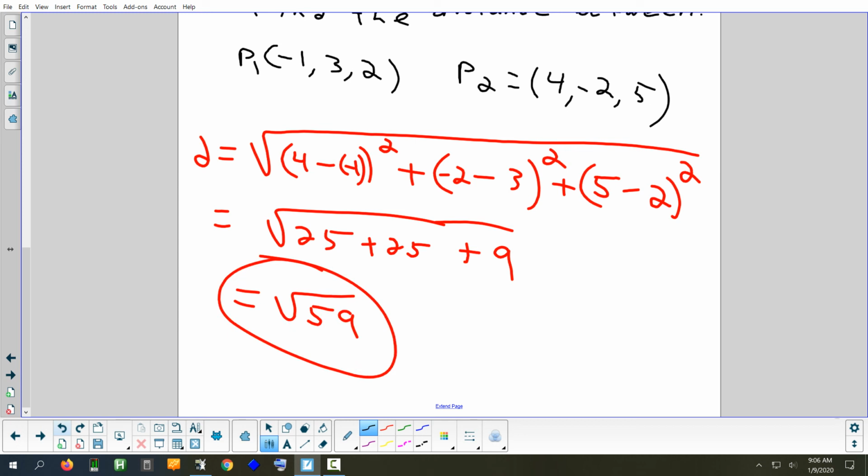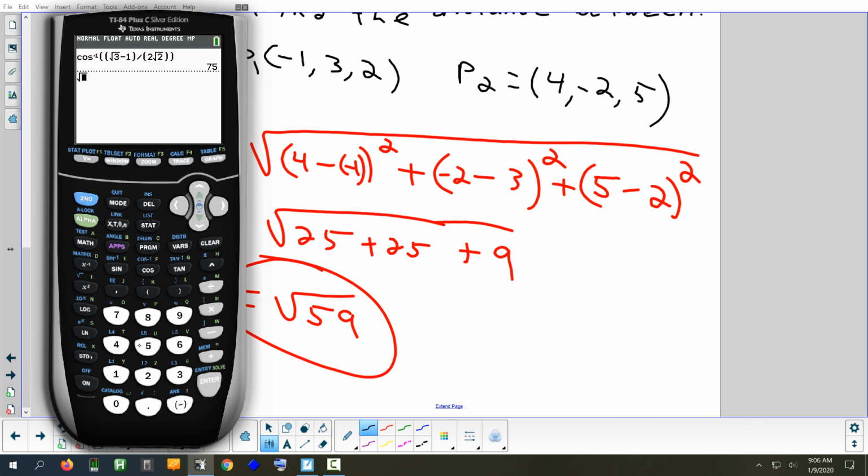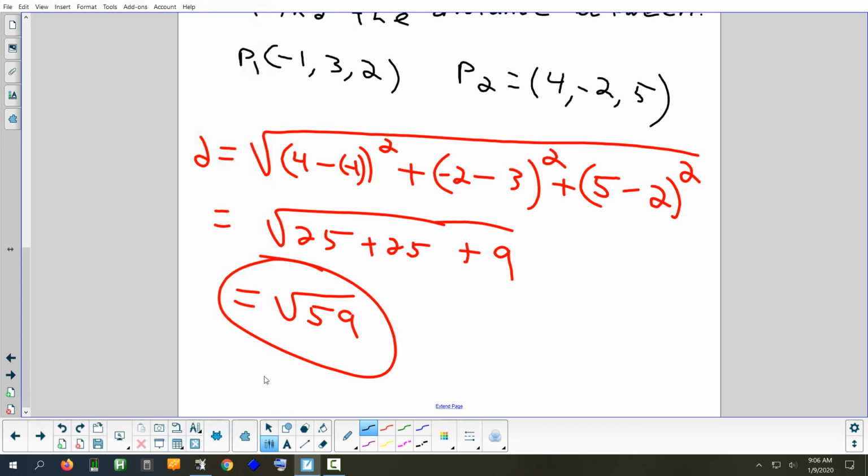Any question how to put that in on a calculator if they want a decimal? So put it in. Square root 59, so it's about 7.68. Okay, yeah. I thought there was some special thing you have to do on the calculator. That's it. Never mind. Okay, so that's finding a distance in 3D. Pretty much using the exact same formula as 2D, just putting that z part on the end.